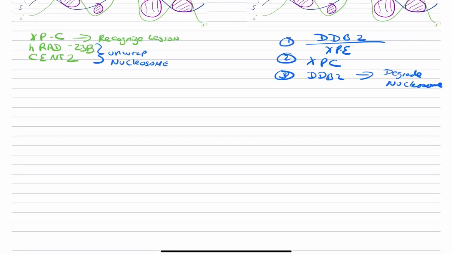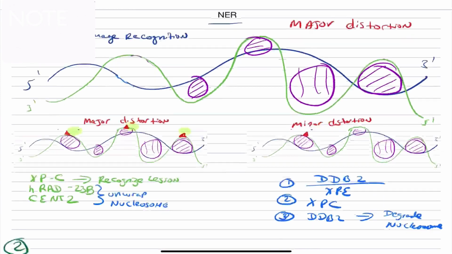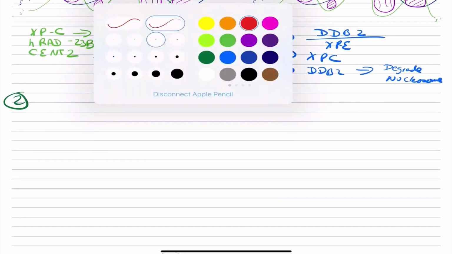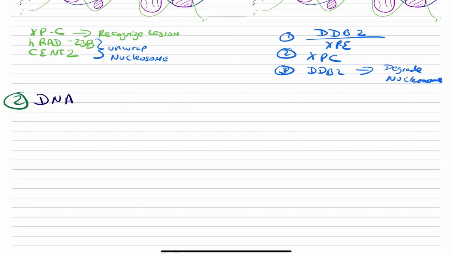All right, now that we have recognized the damaged DNA, what do we do? The second step is going to be DNA opening and damage verification. Let me switch that color out so we stay consistent. DNA opening and damage verification. This is our second part of this series.